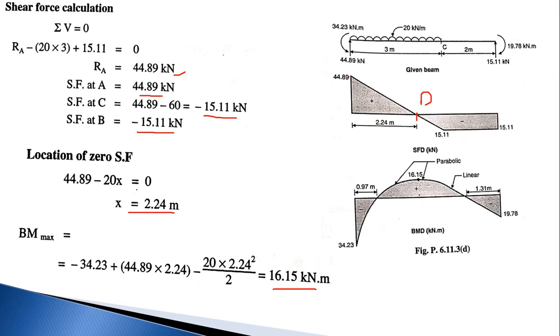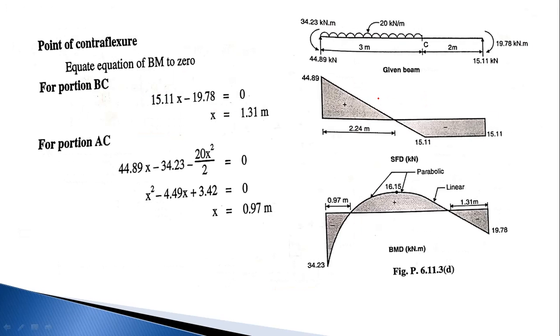Above the baseline the values are positive, below the baseline the values are negative. So this is the solution for a fixed beam carrying partial UDL on the span by using the flexibility method.